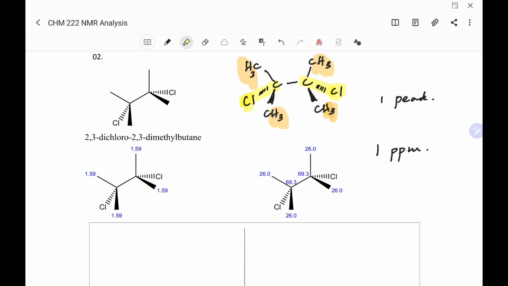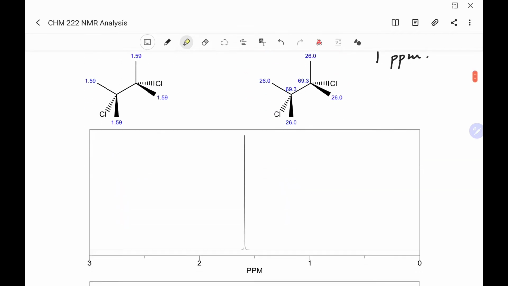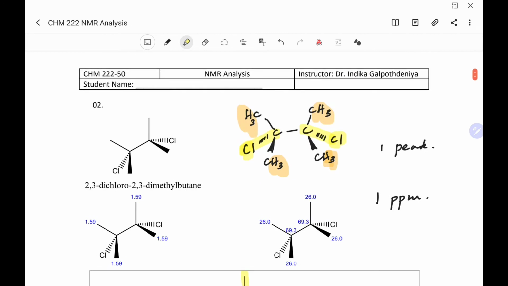All right, because of that, you can still expect the peak to be around 1 ppm or maybe 1 to 2 ppm. So this is that peak. You only have one peak. Even though you have 12 hydrogens, you only get one peak. Why? Because you only have one type of hydrogen, or the chemical environment of all the hydrogens are equivalent.